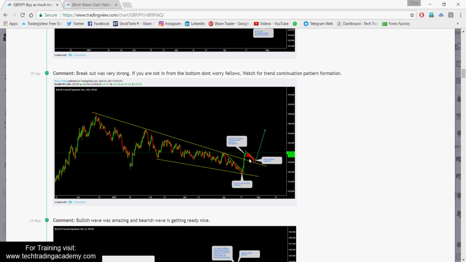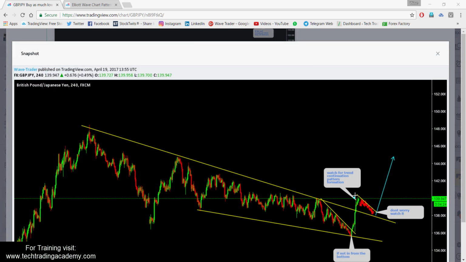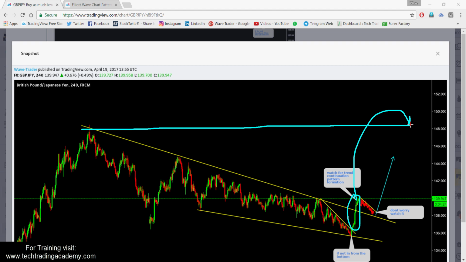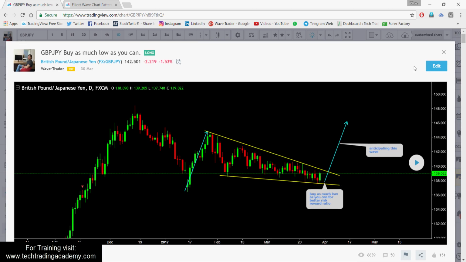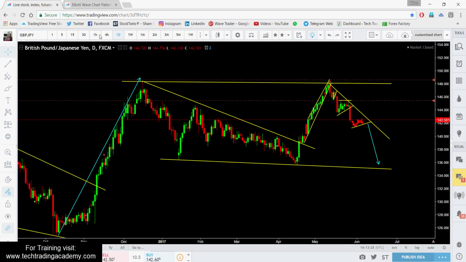Yeah, so you fellows can see impulses over there. The impulse we were watching at the bottom. Okay, so we have seen a similar impulse at that area. And after that, we have seen a similar formation, continuation to the downside. So this pair is still showing potential to the downside. This much potential is still there.